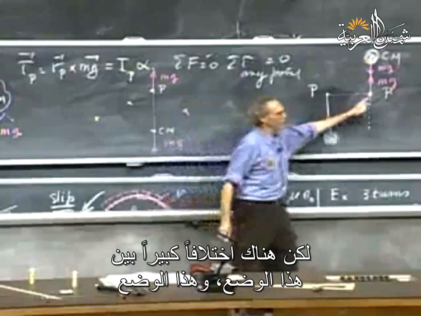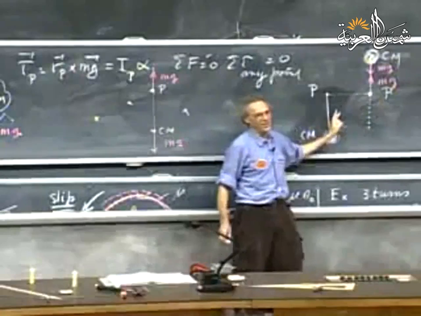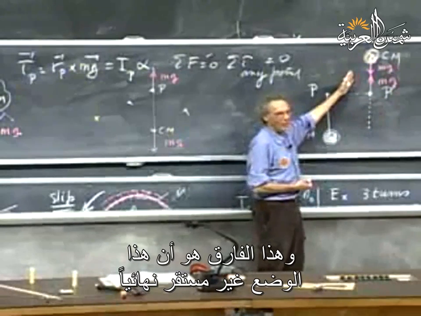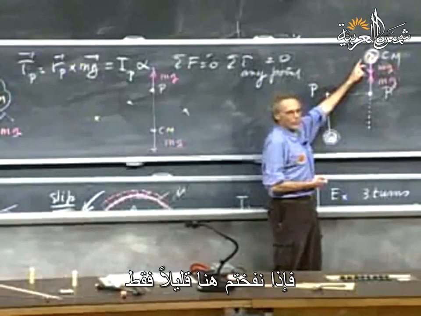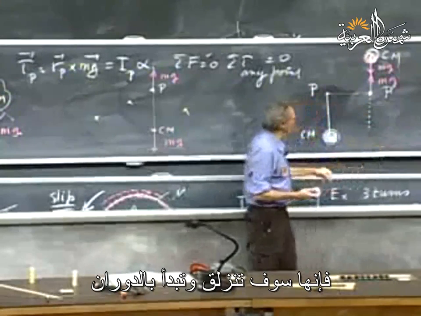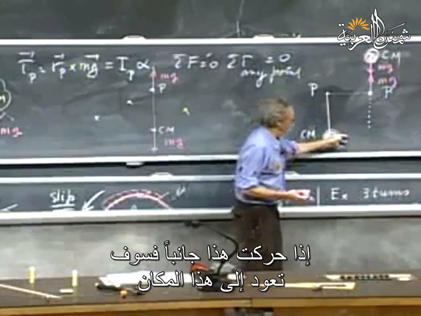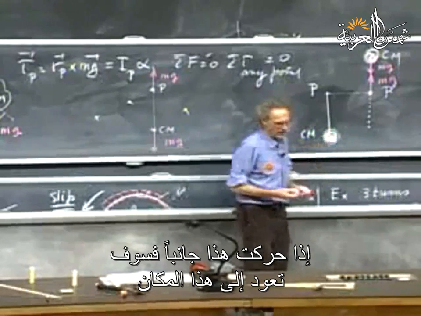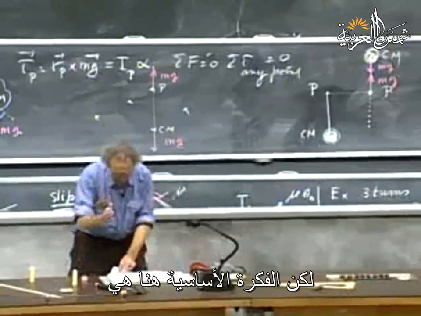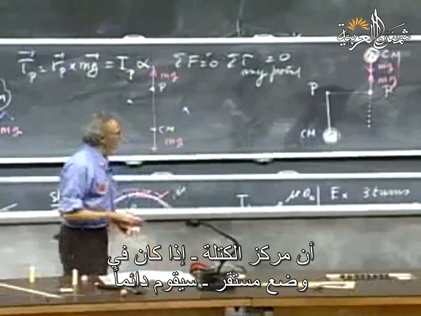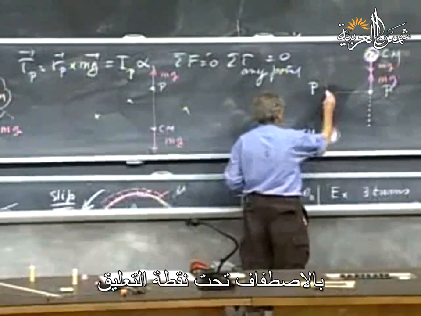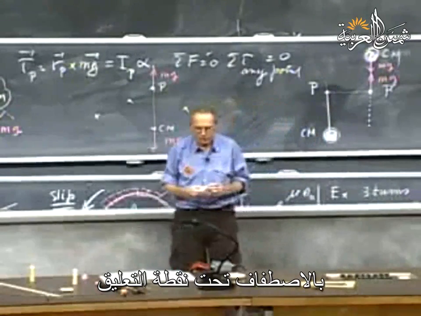But there is a big difference between this situation and this situation, which you immediately feel in your stomach, of course. And that is that this is highly unstable. If you just blow on this a little, it will swing over. It will start to rotate, whereas this is stable. If I move this to the side, it will come back to that position. But the basic idea is then that the center of mass will always, in stable configuration, line itself up below the point of suspension.